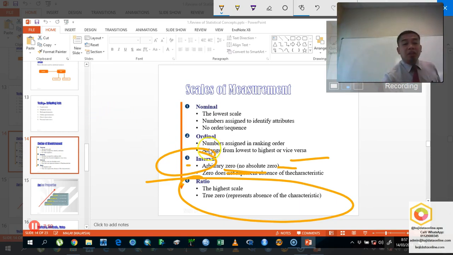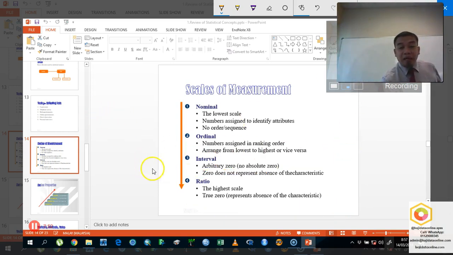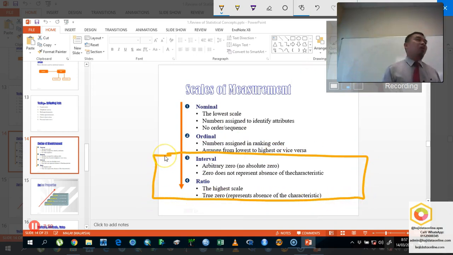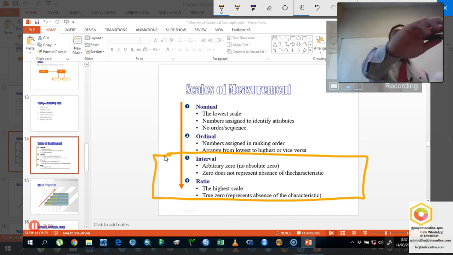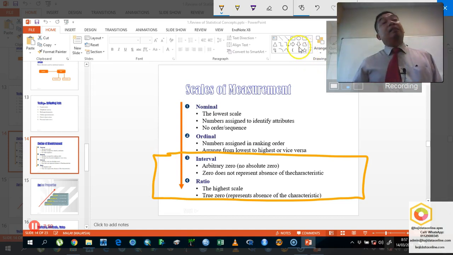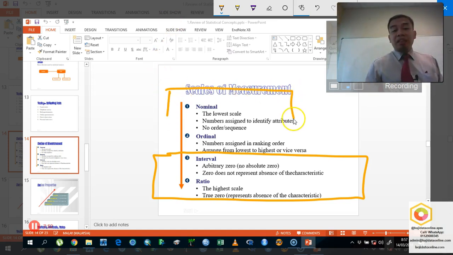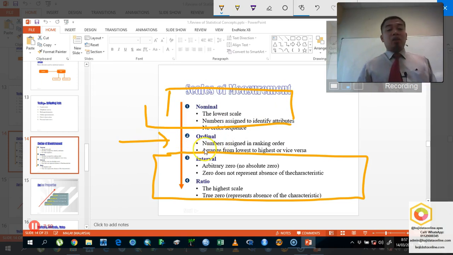Okay, so the majority of your data, I advise you, must be collected in this form. It's either interval or ratio, whatever that you want to compute or analyze, in my opinion, so that you can make further analysis more beautiful. You can understand more, rather than you just collect the nominal scale or nominal data.